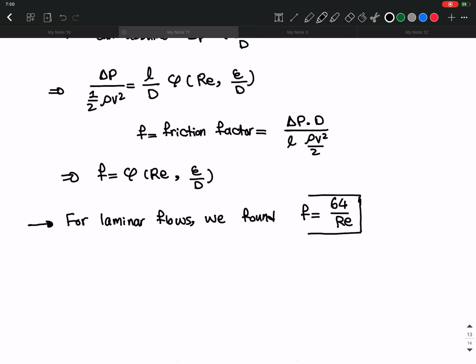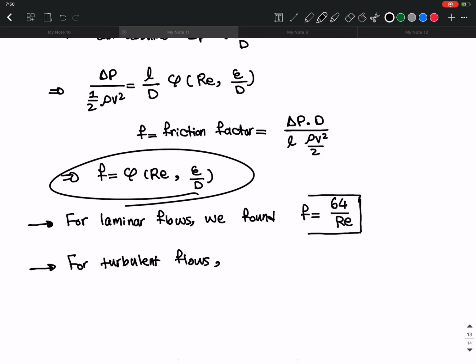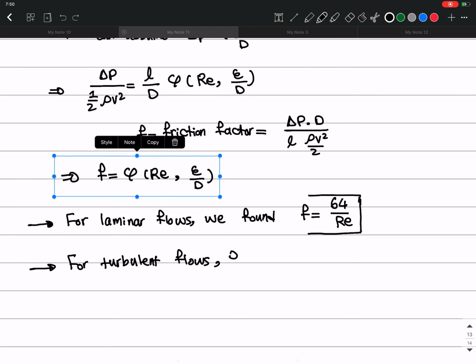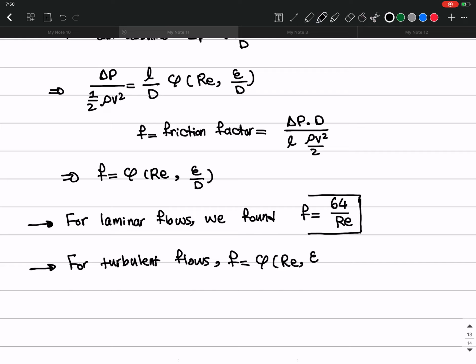How about turbulent flows? So for turbulent flows, we found that f is a function of Reynolds number and epsilon over D. But we don't know what it is, and this is the end of the dimensional analysis. So we just know that it's going to be a function of Reynolds number and epsilon over D, but we don't know the exact function.